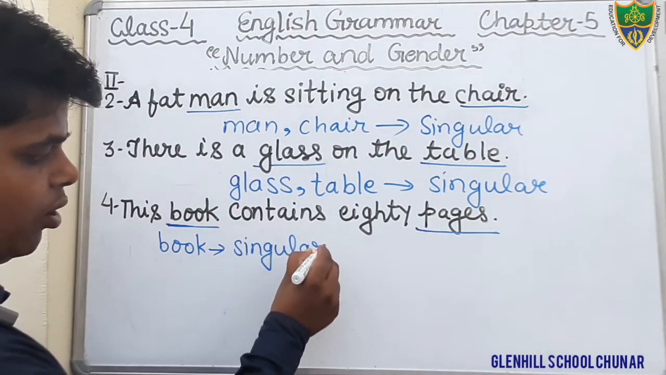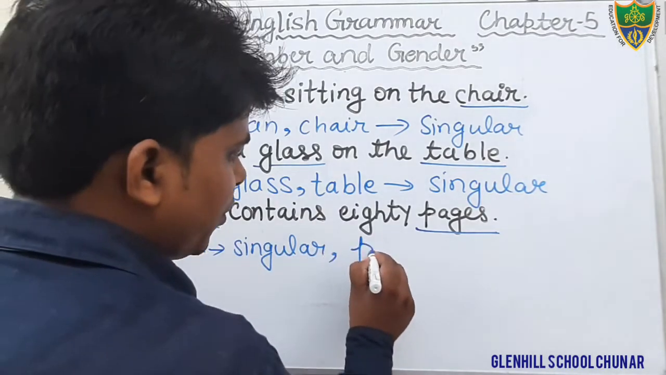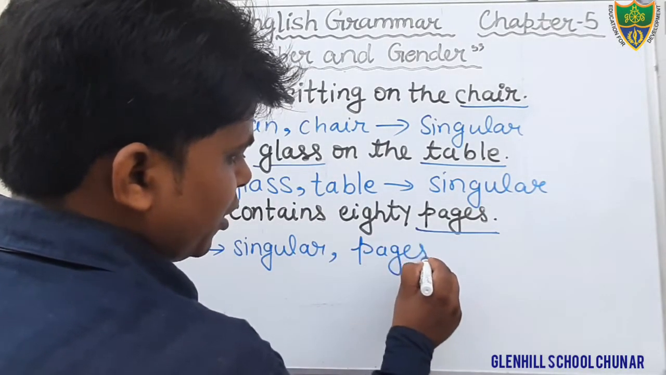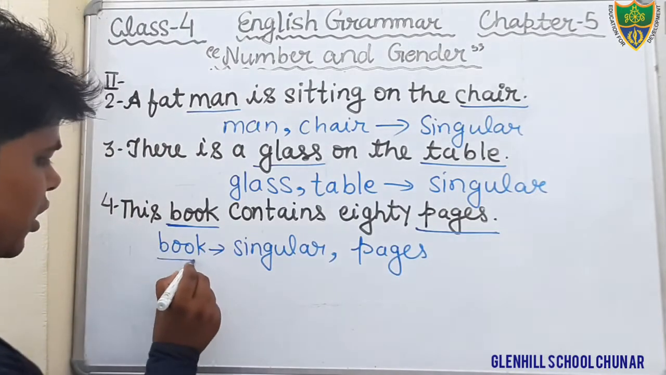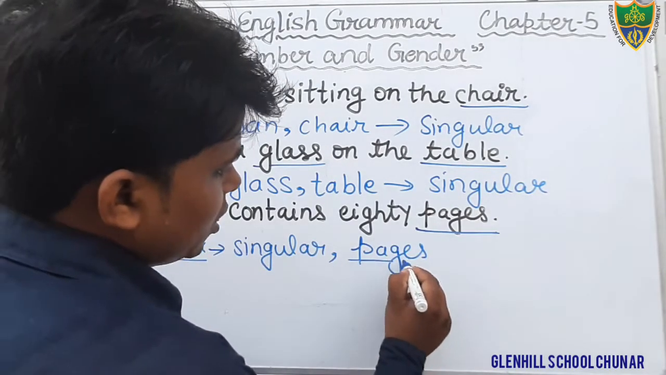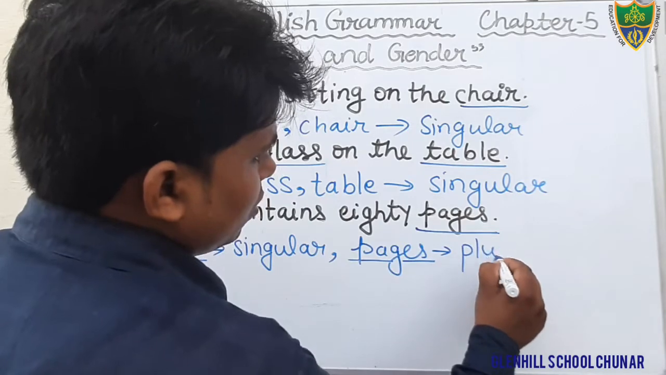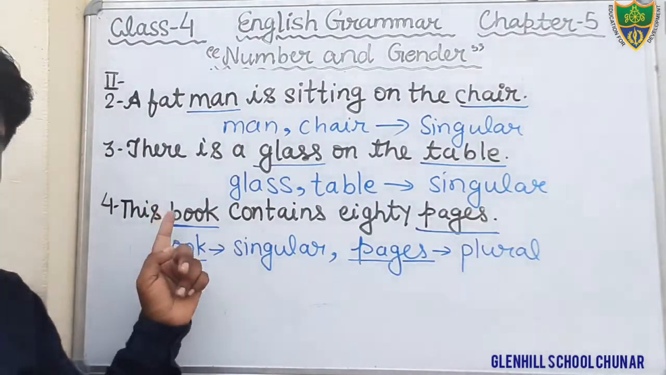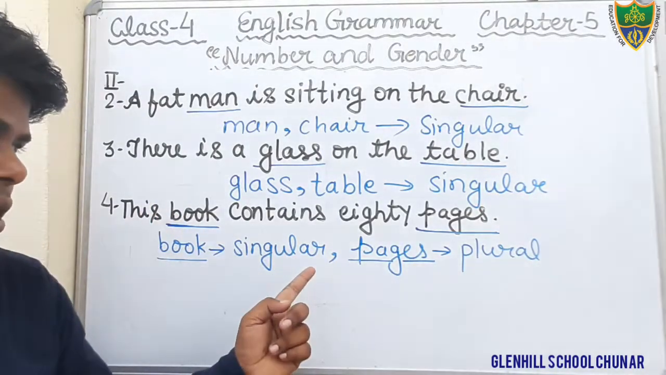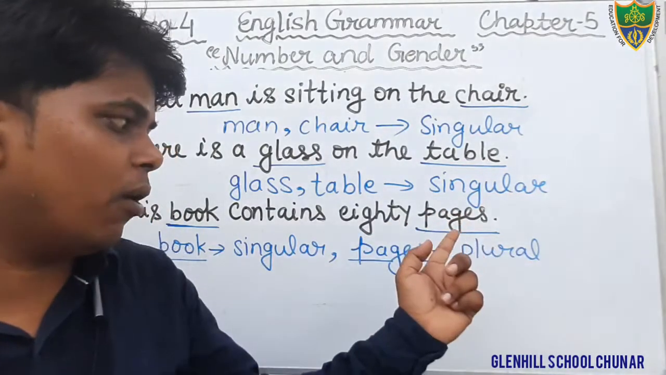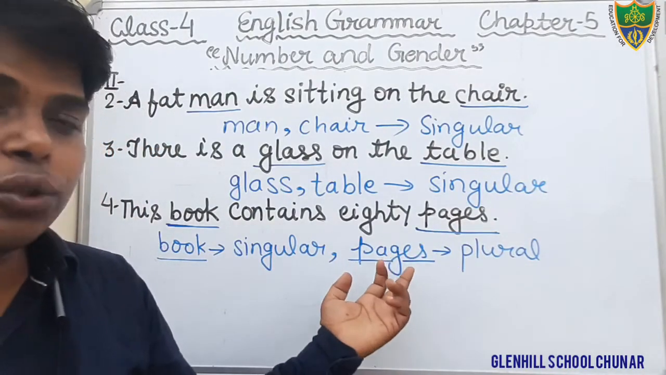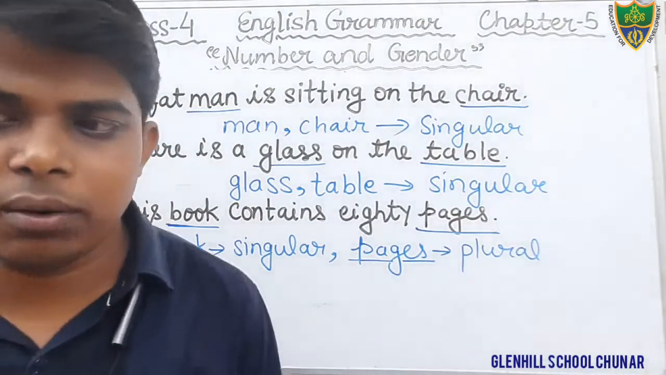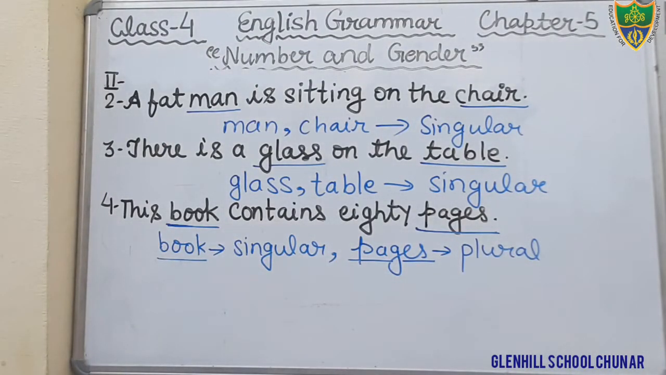Okay? The word book is singular number, but the word pages. Okay? Just write like this. The word pages, that is plural. Okay? Just write it. Here the word book denotes only one book. Therefore, that is singular. Here the word pages is in plural form. Therefore, it denotes many pages. Therefore, that is plural number. Okay, students, so write book, that is singular number, pages, that is plural number. Okay, students, come to the next question.